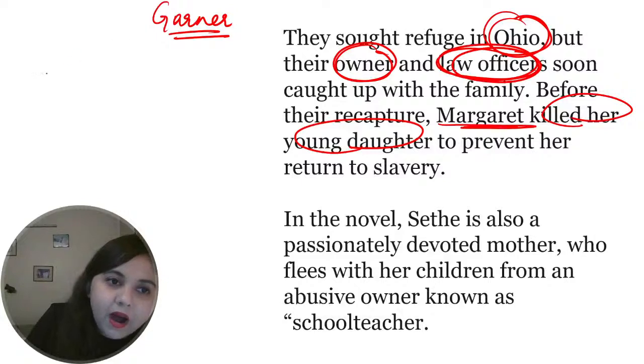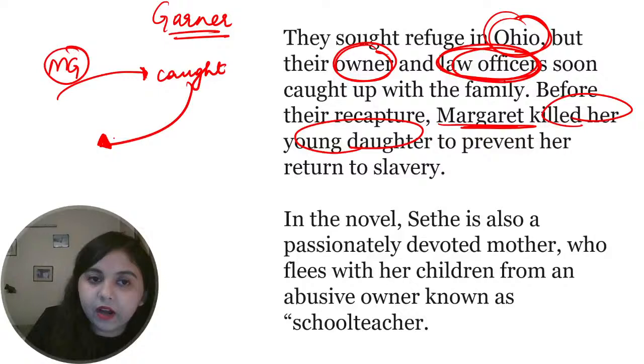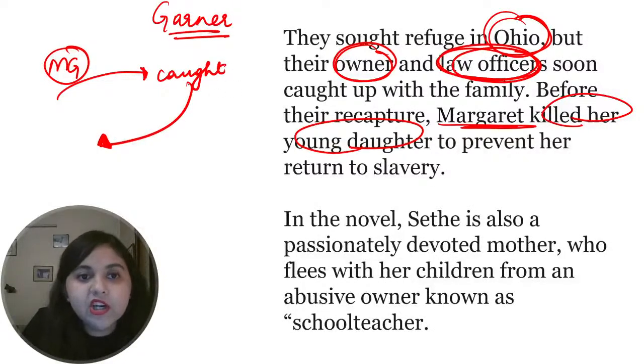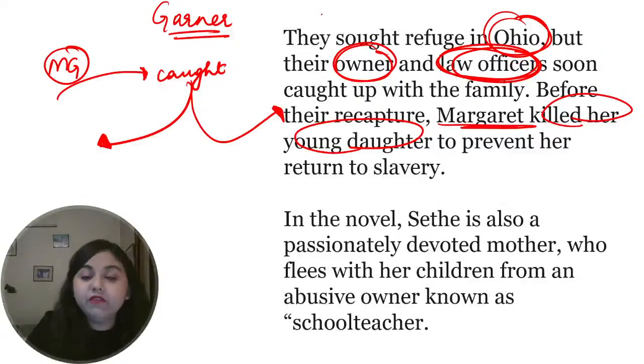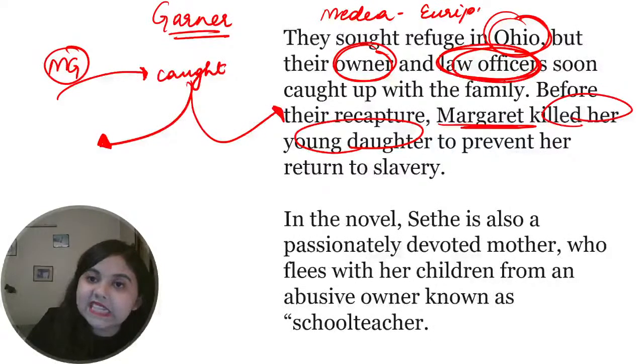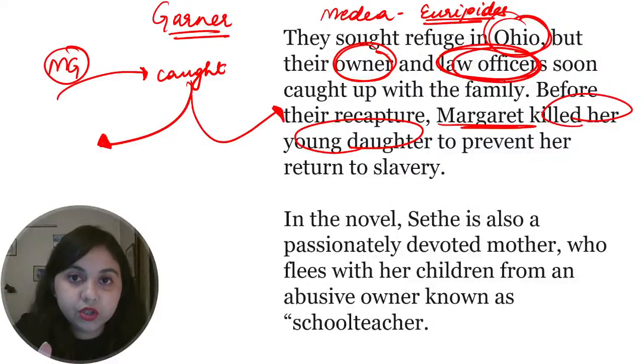So imagine Margaret Garner and her husband and her children were escaping, and when they were caught, rather than going back, rather than being repatriated, rather than being sent to the same situation, she wanted her daughter to escape. So works like Beloved, and even Medea by Euripides, show mothers as killing. But in Euripides' Medea, the mother is killing in order to take revenge. And here the mother is killing in order to give the child a better future.